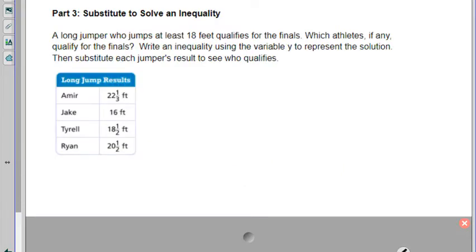All right, so now we're going to try and evaluate some of these inequalities. So we have a long jumper who jumps at least 18 feet, and that's necessary to qualify for finals. And so I could put a jumper, a J, has to be at least 18 feet. So it could be more than 18 feet, or it could be equal to 18 feet. So there's a nice inequality for that. Oh, they asked me to use Y, but I use J because I think J is better.